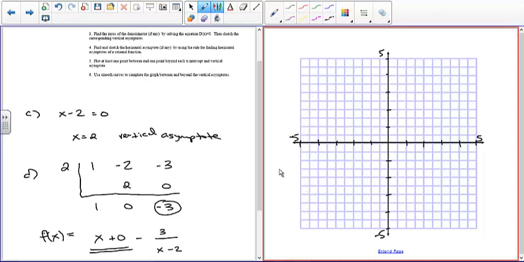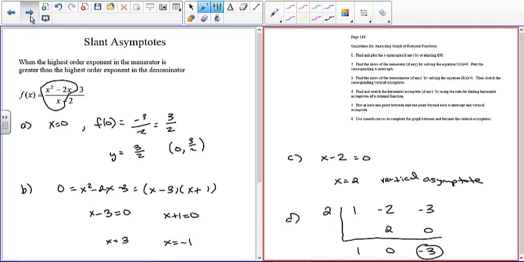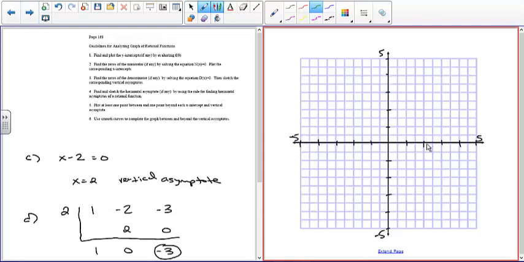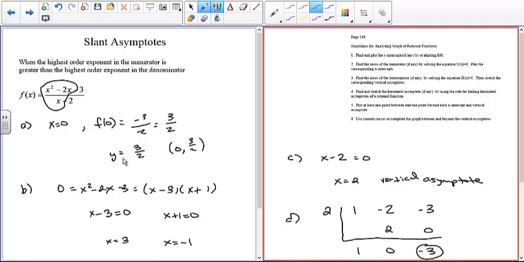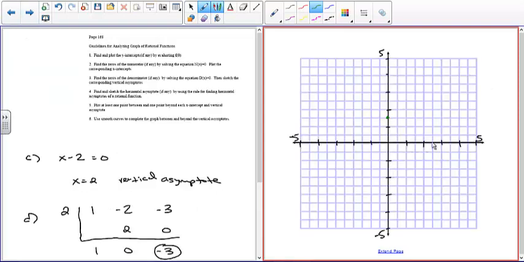Okay. So the first thing we do is we have the y-intercept, which is 3/2. So let's put that. That's 3/2 right there. We have two x-intercepts, 3 and negative 1. 1, 2, 3, negative 1. We have a vertical asymptote x equals 2, which is right here. So that's a line.